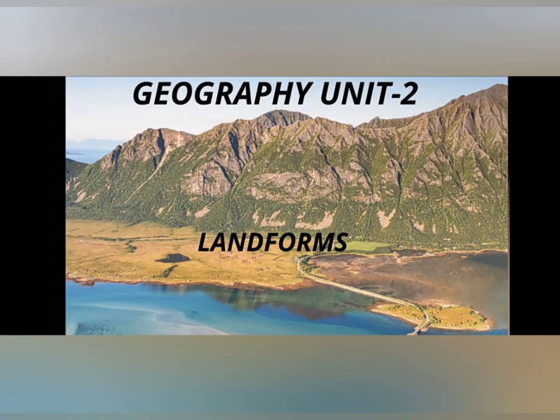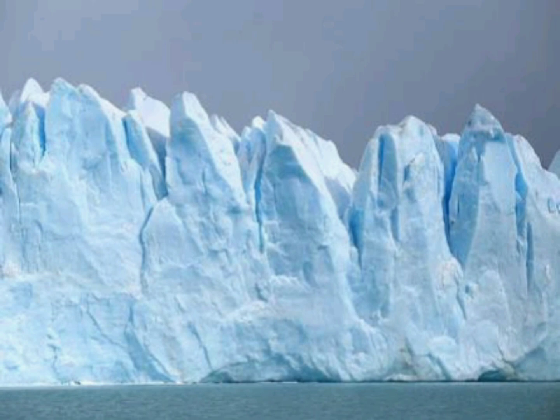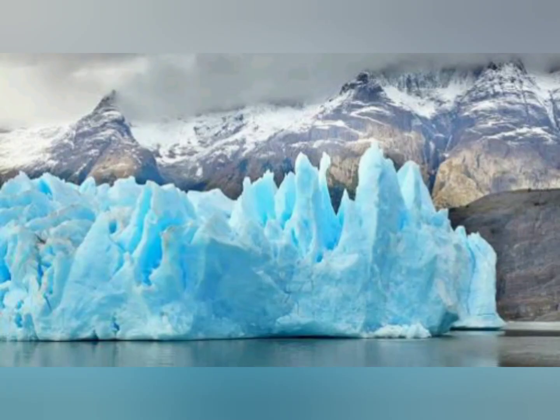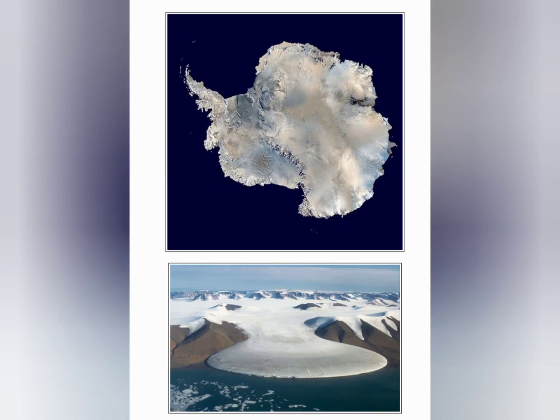Next we move on to landforms part 2. Glaciers. A large body of ice moving slowly down a slope or valley due to gravity is called a glacier. There are two types: continental glaciers and mountain glaciers. Continental glaciers cover vast areas of the continent with thick ice sheets. A mountain or valley glacier is a stream of ice flowing along a valley. It usually follows former river courses and is bounded by steep sides.